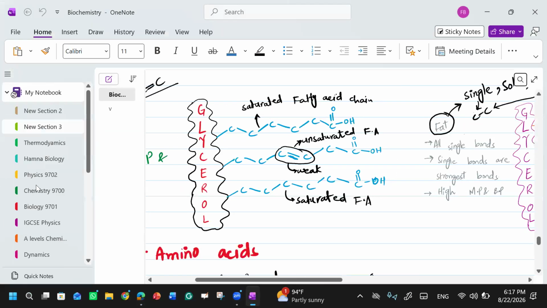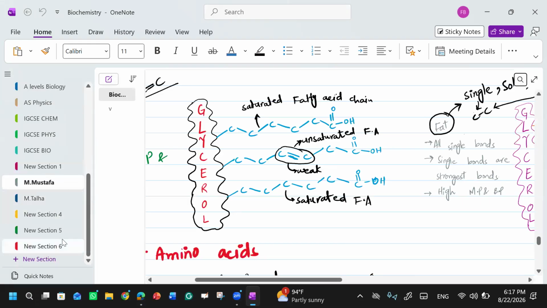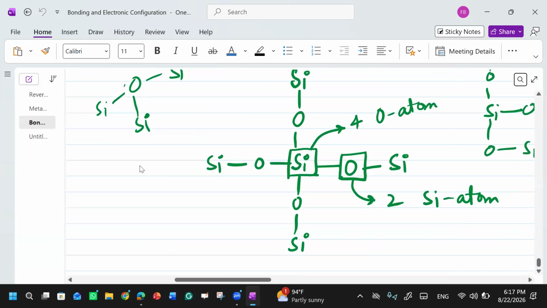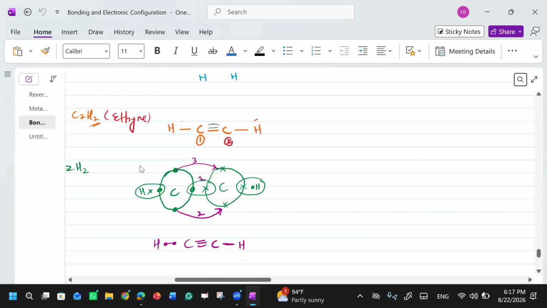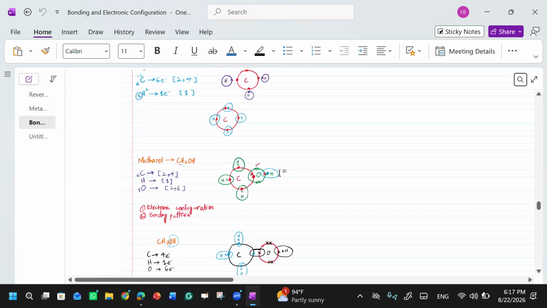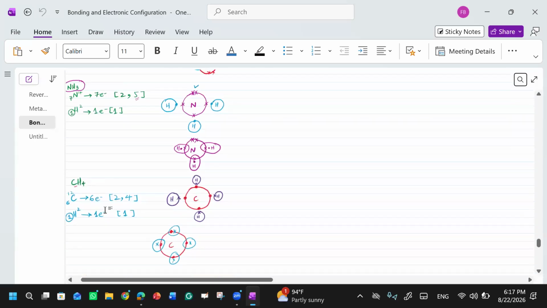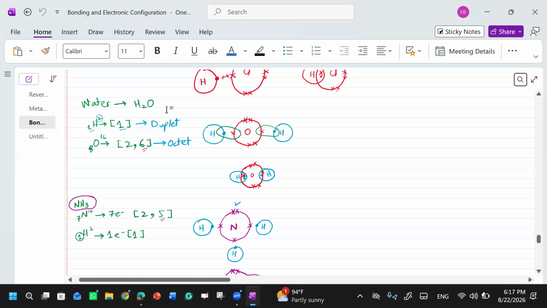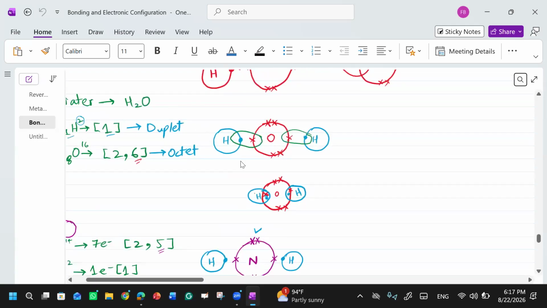What is the first step of making bonds? The first thing is to write the electronic configuration, right? Otherwise, we can't understand how many electrons are there, how many electrons should be making bonds. When we were doing covalent bonding, I always suggested that whatever the compound, you have to write its electronic configuration first, right?